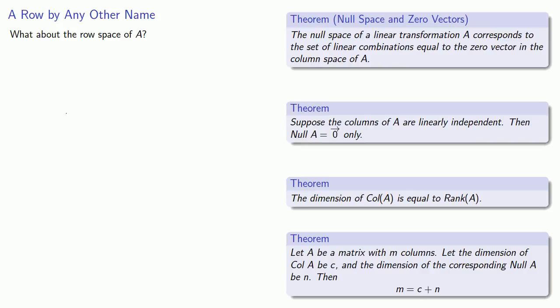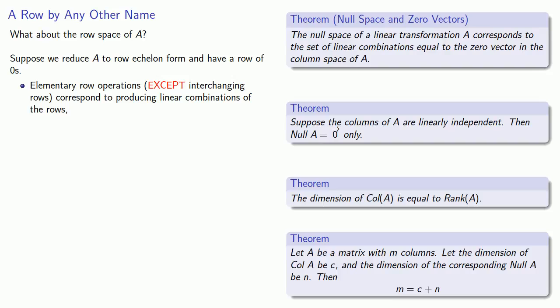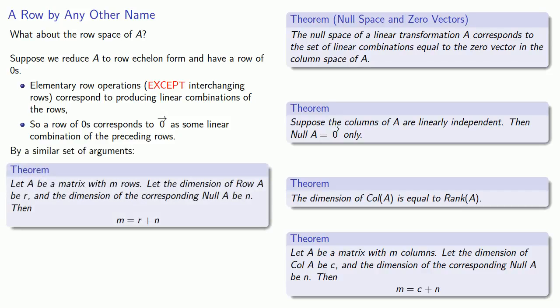Suppose we reduce A to row echelon form and have a row of zeros. Elementary row operations, with the exception of interchanging rows, correspond to producing linear combinations of the rows. So a row of zeros corresponds to expressing the zero vector as some linear combination of the preceding rows. And so by a similar set of arguments we have the following theorem. If we have a matrix with m rows, let the dimension of the row space of A be r, and the dimension of the corresponding null space of A be n. Then m is equal to r plus n.